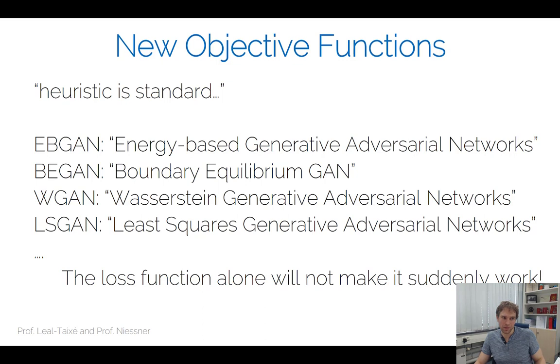I want to go over a couple of them. One is EBGAN, BEGAN, WGAN, and LSGAN. The loss function again, L1 loss. I want to quickly go over these. I would encourage you to have a read afterwards at these papers. I might go a bit quickly over it. I don't want to spend too much time on it. But I think it's interesting when you read these papers to see what people thought about their insights.